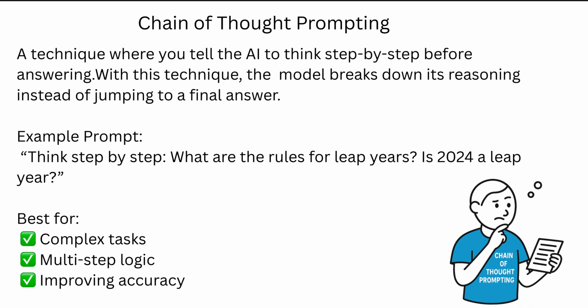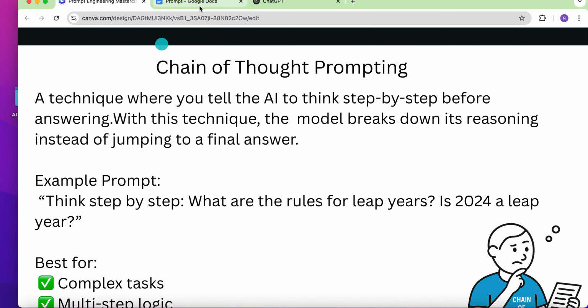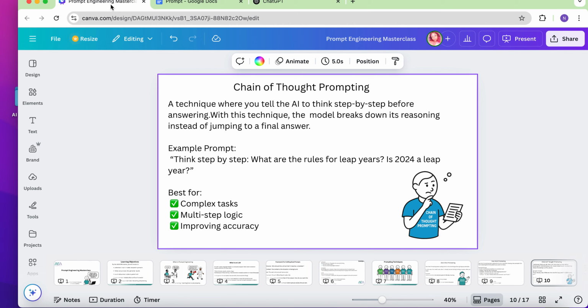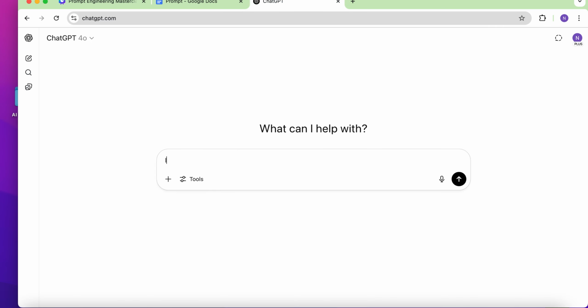The example prompt we have here is: what are the rules for leap years? Is 2024 a leap year? Think step by step. So let's do a bit of practical here. The question is: is 2024 a leap year? Think step by step.